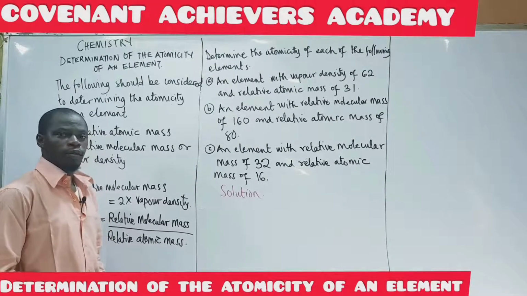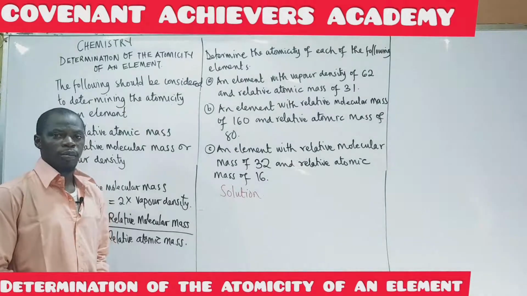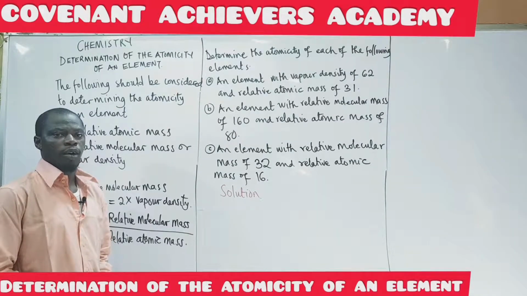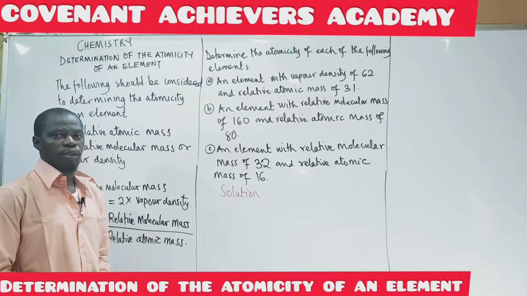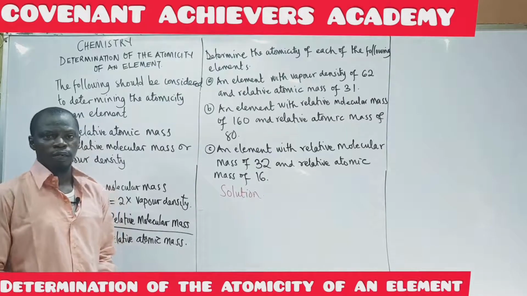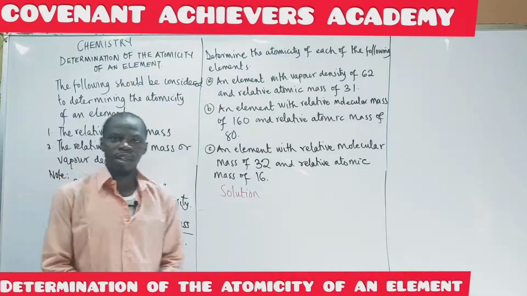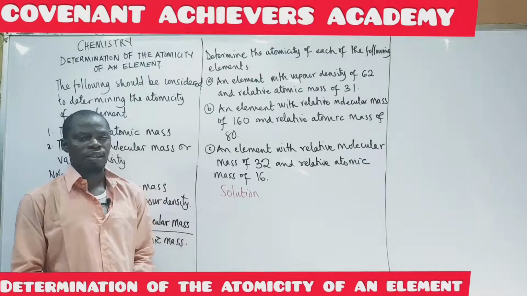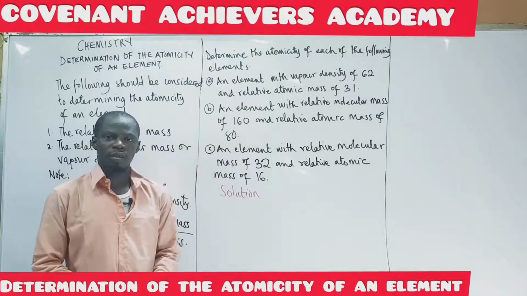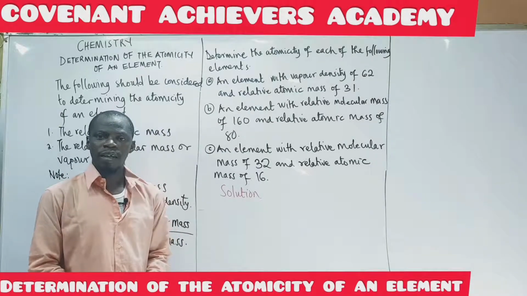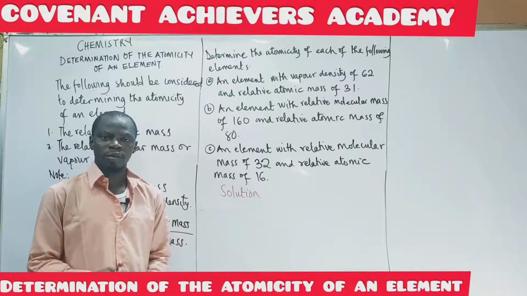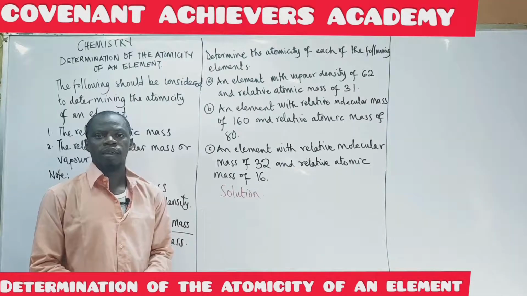Under this series of learning, we are considering chemistry in this our lesson. And what we are looking at today is determination of the atomicity of an element. How will you determine the atomicity of an element? And precisely, what is an atomicity of an element? The atomicity of an element is the number of atoms that is present in one molecule of an element.